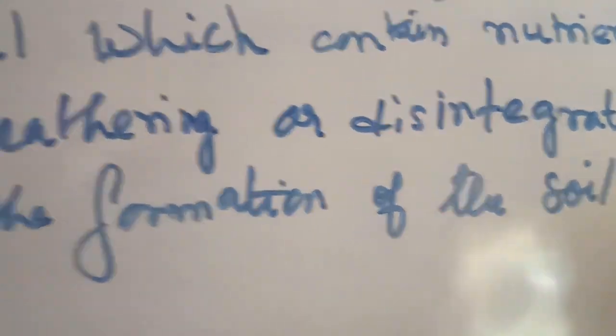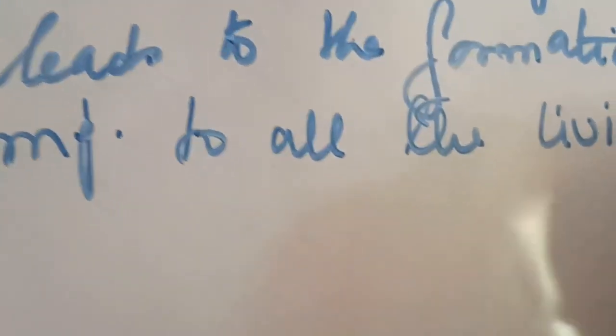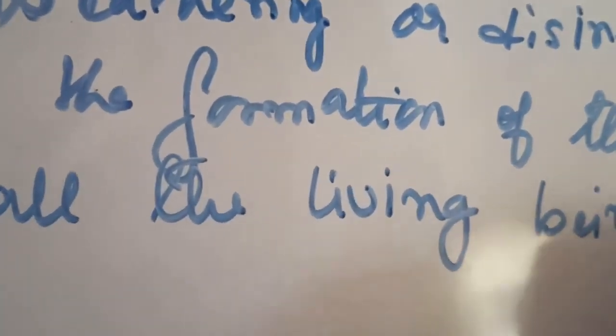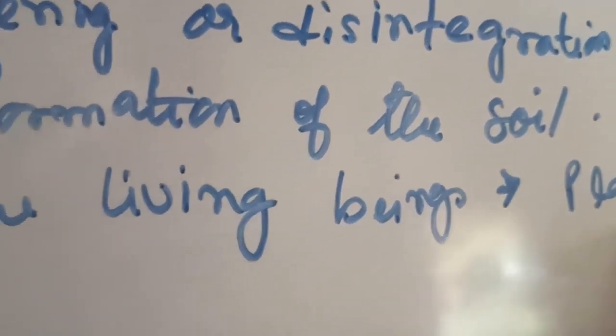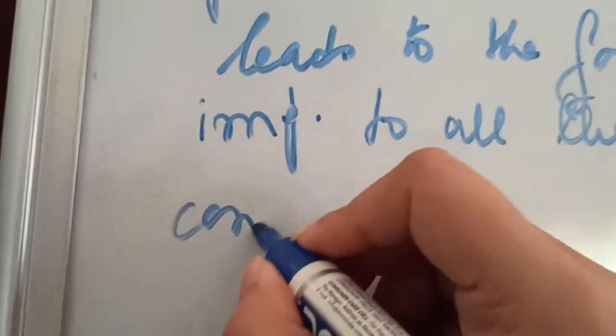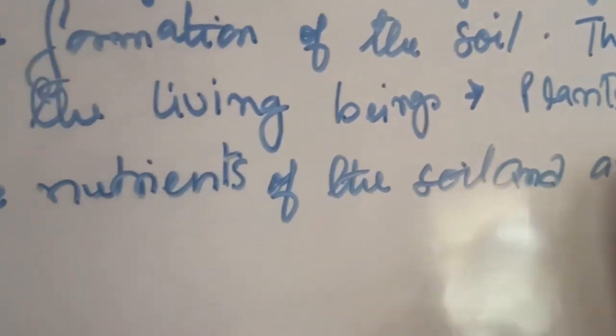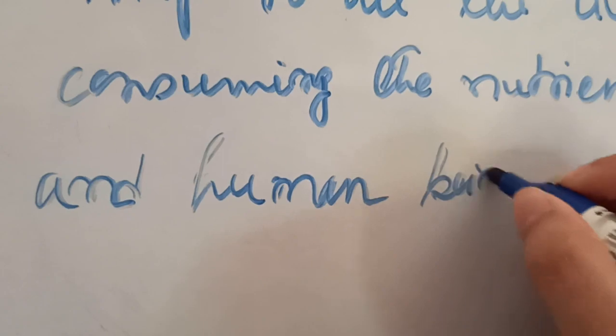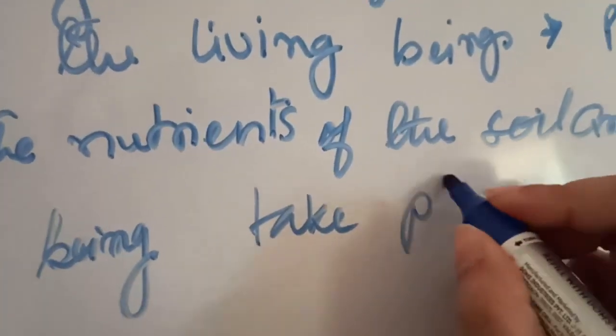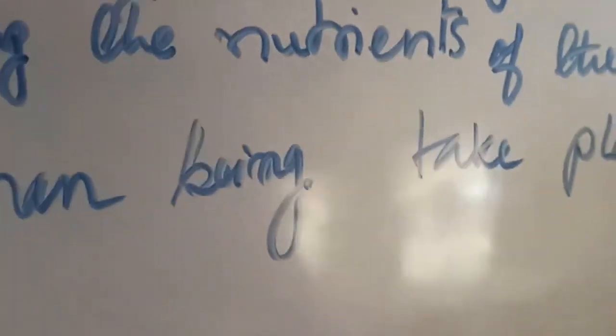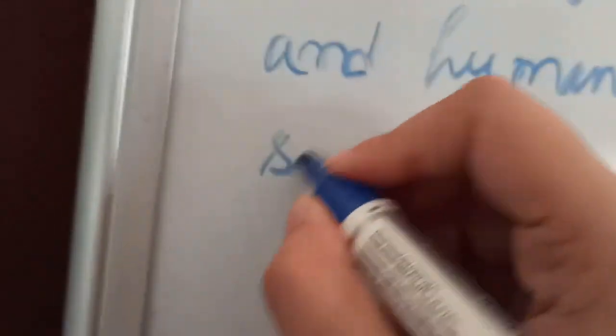This lithosphere is important to all the living beings. Plants grow in this lithosphere, consuming the nutrients of the soil, and animals and the human beings take plants as their food for survival purpose.